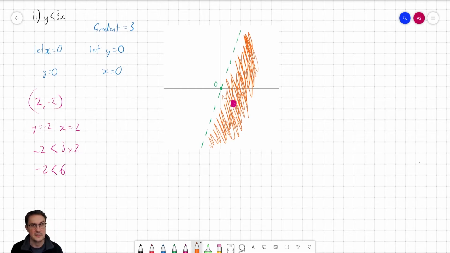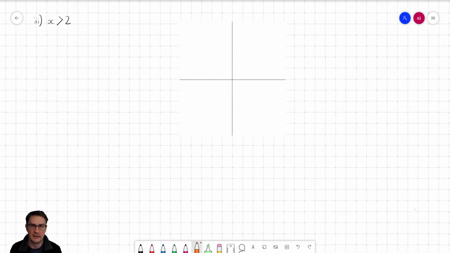Does that satisfy this region which I've colored in? That's a tick. So I know that I've satisfied this region. So that's just another way you can check that you've got the right region shaded in. What was this next one? This one looks a little bit strange because what we've got is x is greater than 2.